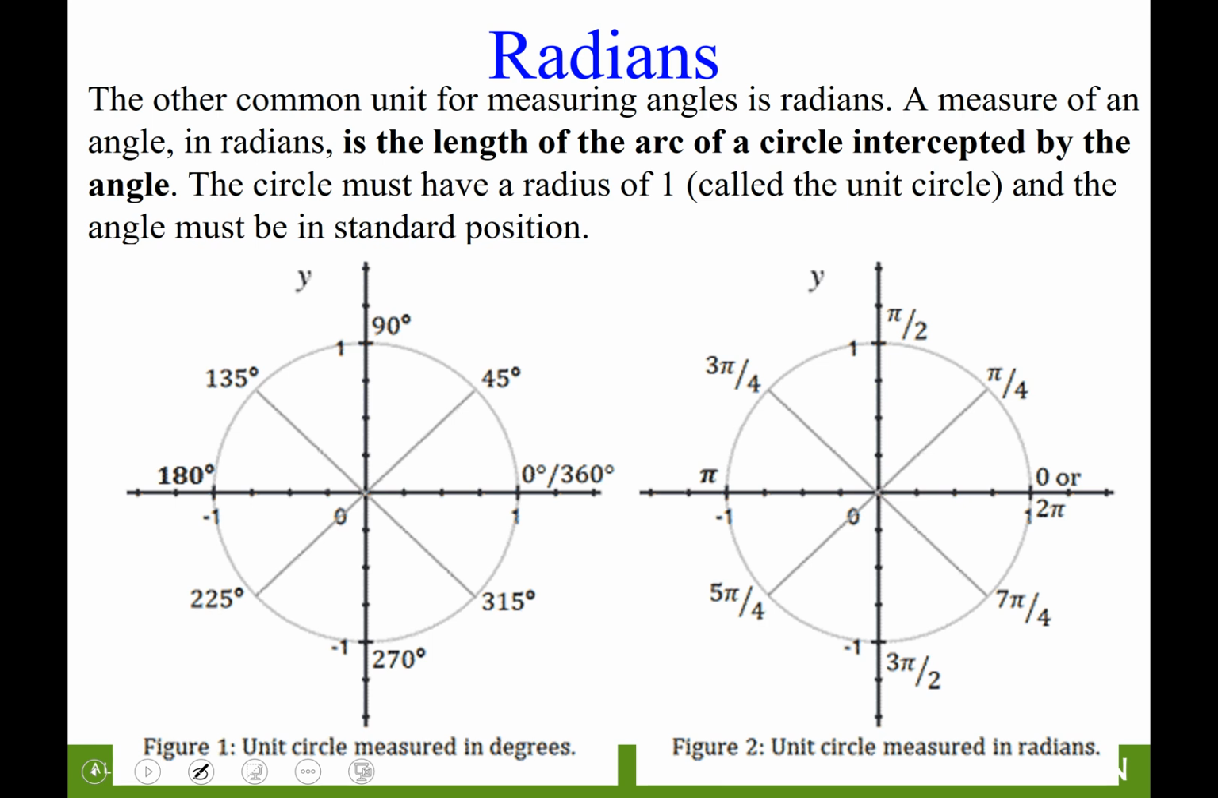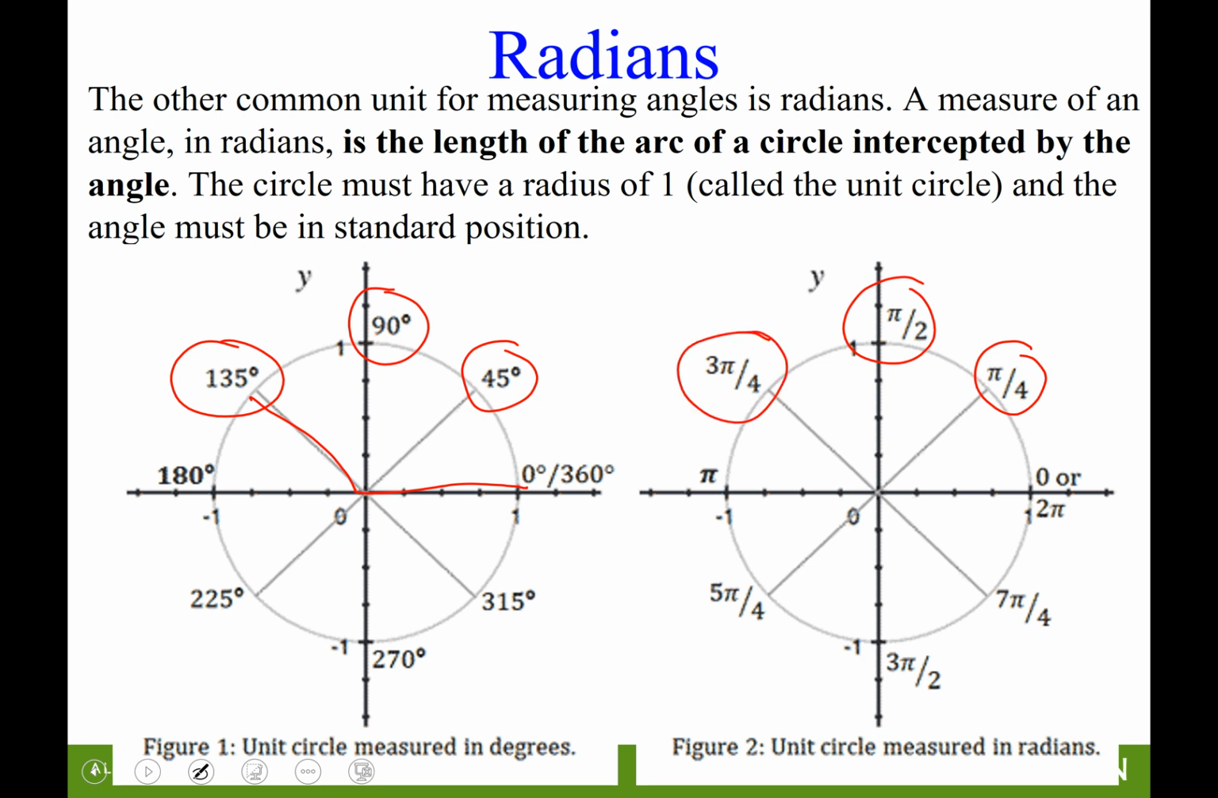All right, the first figure is the unit circle measured in degrees. The second figure is the unit circle measured in radians. So I want to point out a couple of equivalencies. 45-degree angles have a measure of pi over 4 radians. A 90-degree angle has a measure of pi over 2 radians. Now, this angle is obtuse. This 135-degree angle has a measure of 3 pi over 4 radians. That would be this angle here.